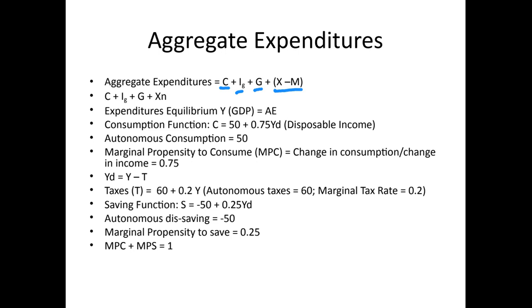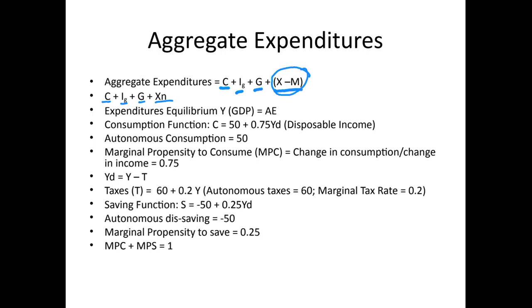Okay. And then I write once again C, gross investment, government expenditure. Instead of writing this whole X minus M, I just wrote XN as net exports. So net exports mean exports minus imports.